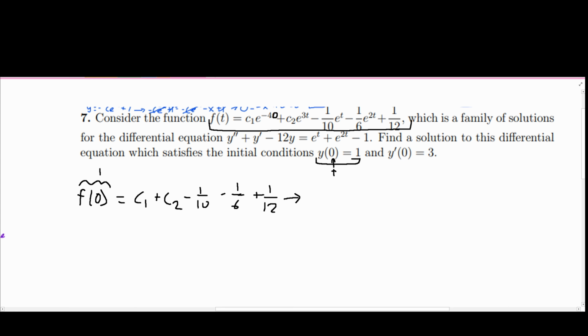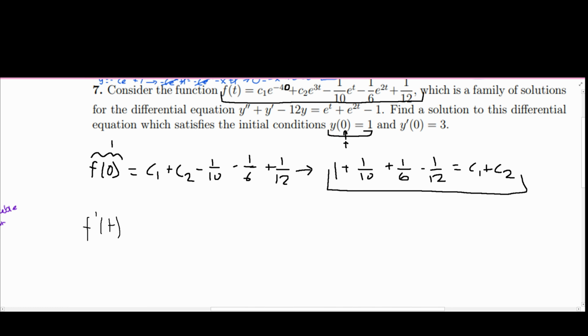Rewriting this, we get 1 plus 1 over 10, because we're going to move all of these constants over to the left side, so they have to change signs. And that's going to be equal to c1 plus c2, just like this.